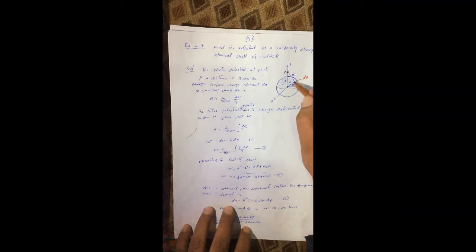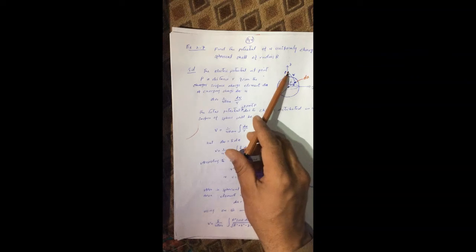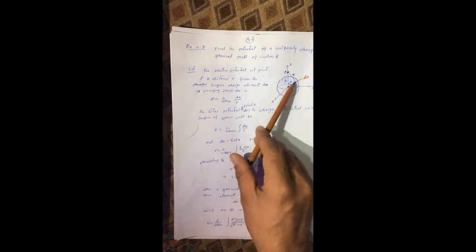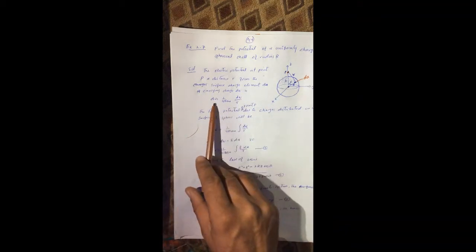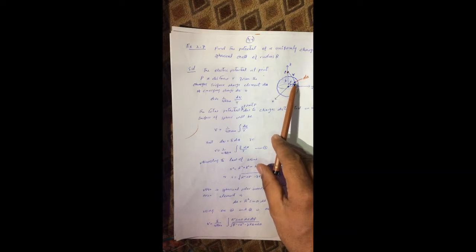Similarly, the area element I consider on this surface is at a distance r from this point P. Then the electric potential at point P due to this area element dA, which is at a distance r from P, is given by dV equals 1 over 4 pi epsilon naught times dq over r. This is for this small surface element.